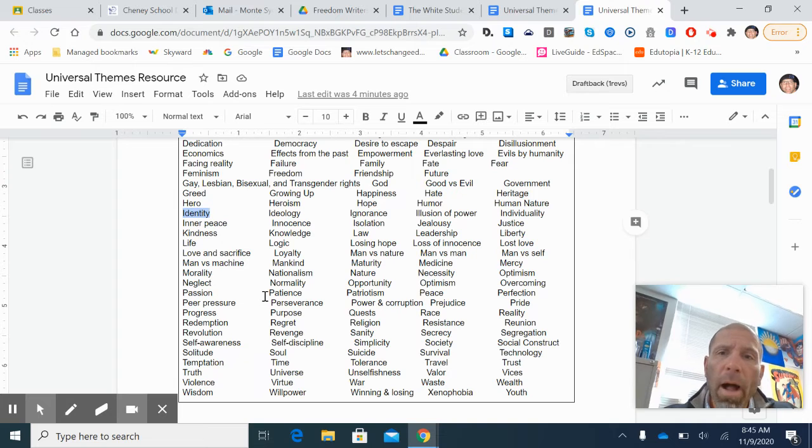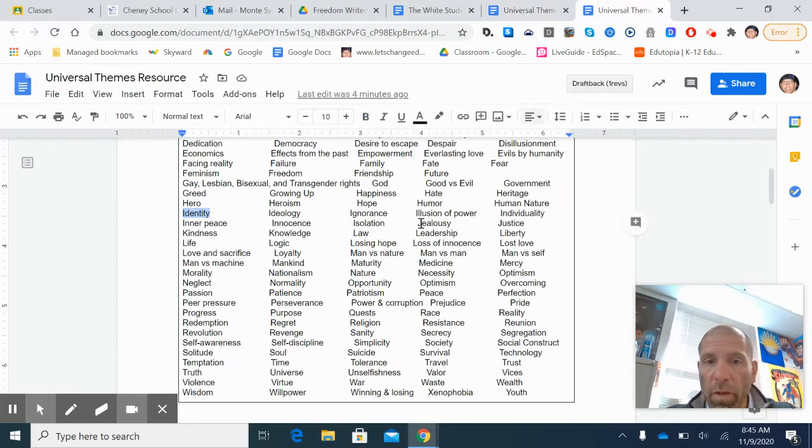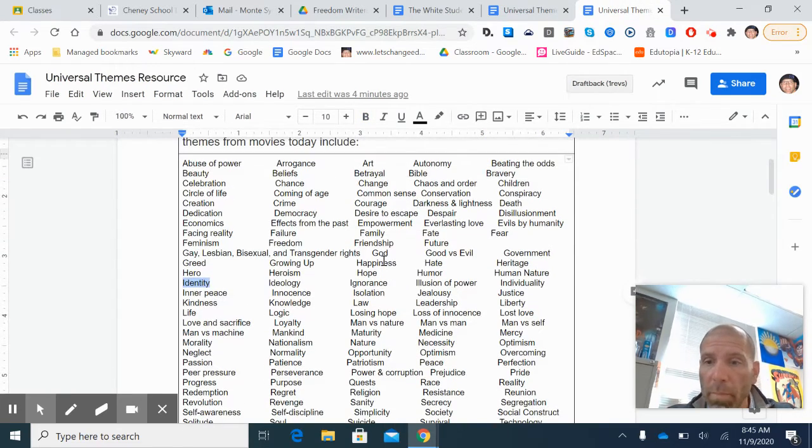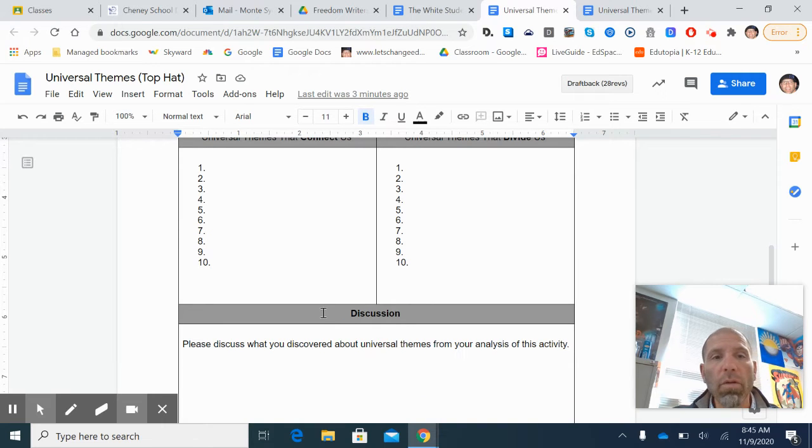I don't want you to get too worried about being wrong or right here. Just think about it as exploring universal themes. As you do that, list 10 ideas that you've discovered that seem to connect us, and 10 ideas over here that seem to divide us, from the list. You can simply type those in or copy and paste them in. It is certainly possible, just as I shared with identity, that we might have the same theme on both sides. Then I would like you to compare and contrast your lists.